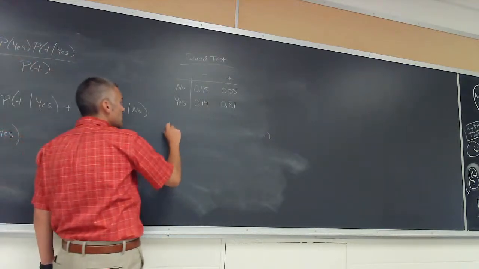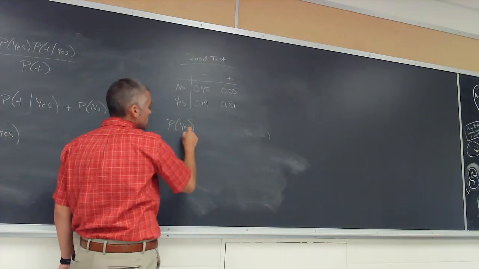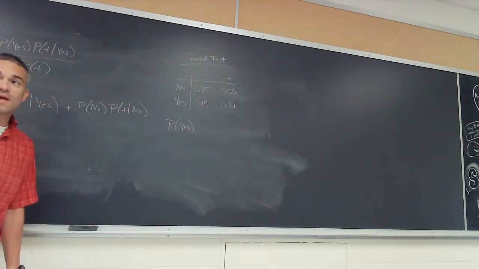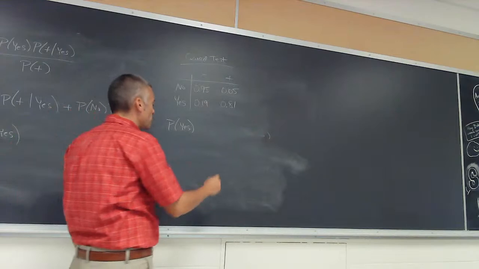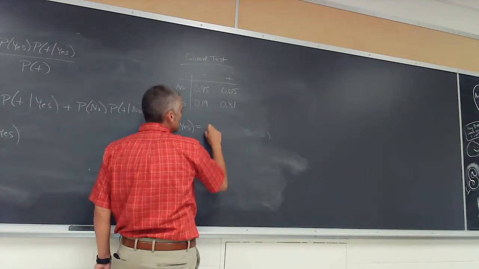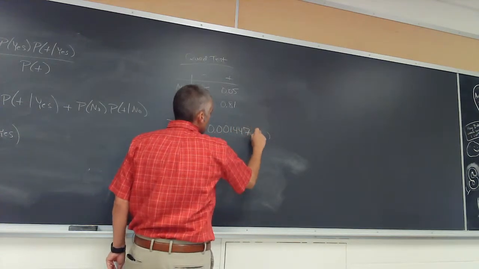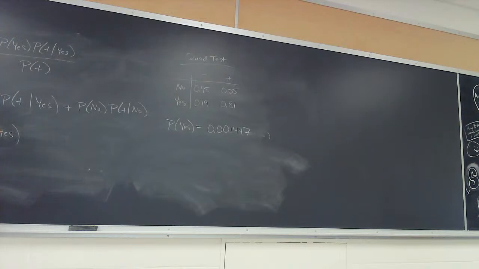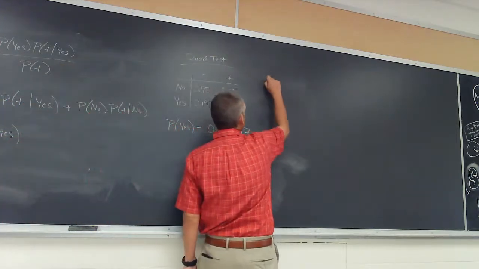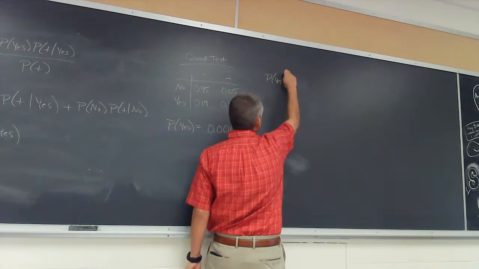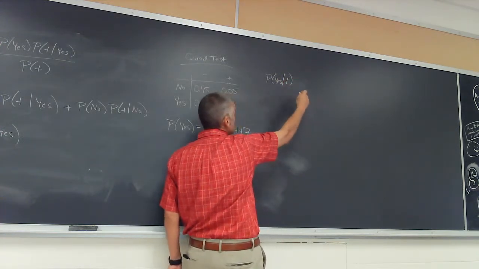We also say the probability that we do have that condition, the probability of yes, is based on the frequency in the population. So it's 0.001447. That's 0.1447%. That is the probability in our entire population. So we ask, what's the probability that we actually have it if we have a positive test?